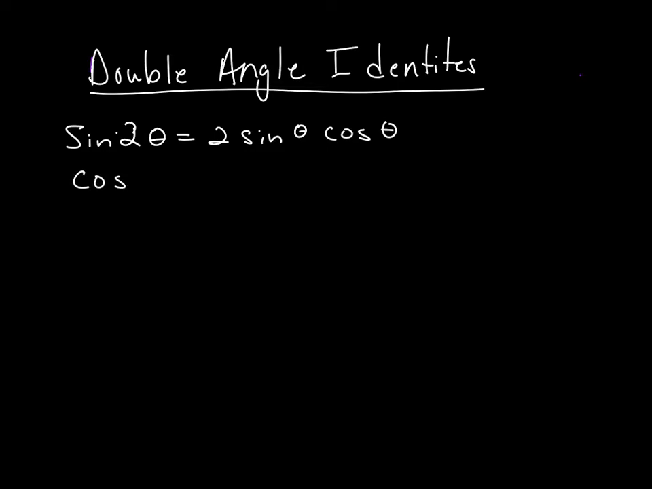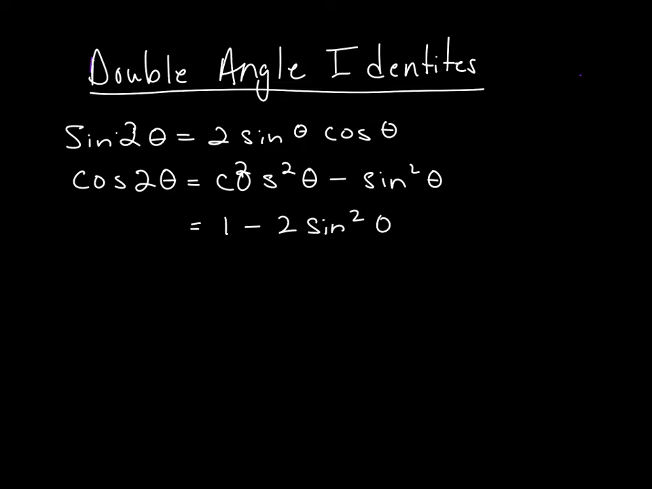The cosine of 2 theta, we actually have several of them. We have 3 of them, as a matter of fact. It is equal to the cosine squared of theta minus the sine squared of theta. It's also equal to 1 minus 2 times the sine squared of theta. And the last one is 2 times cosine squared of theta minus 1. You can use any of those for the cosine.